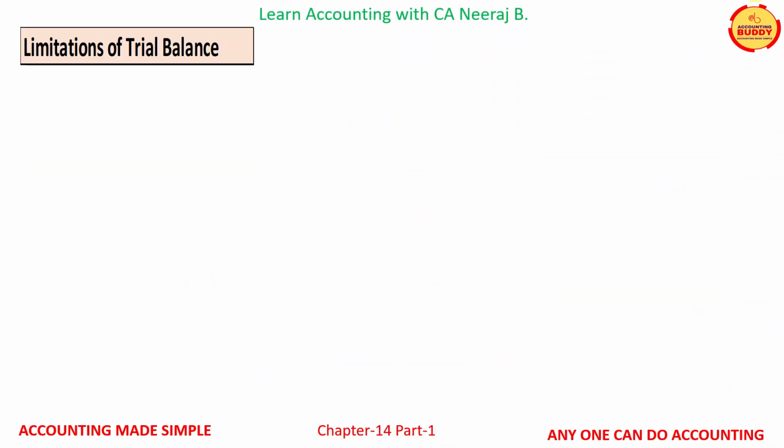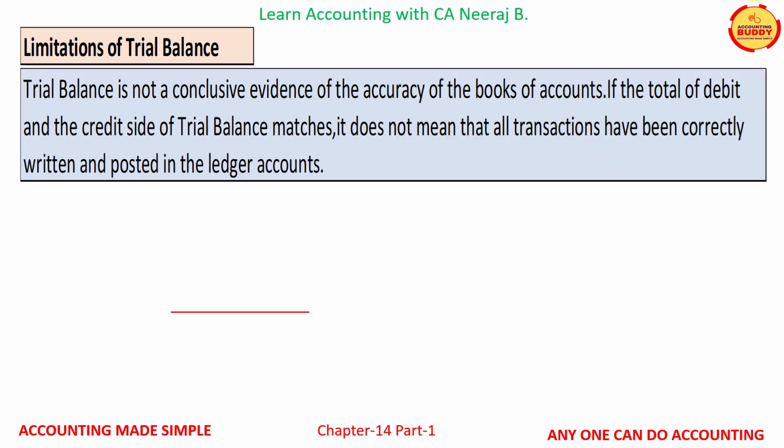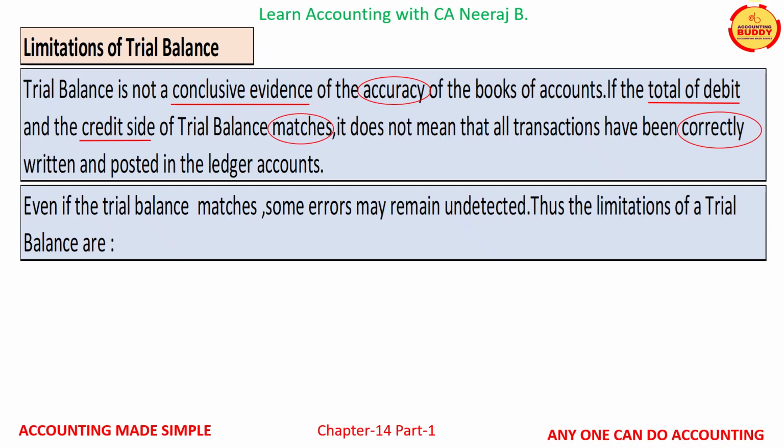In this slide, we will learn limitations of trial balance. Trial balance is not a conclusive evidence of the accuracy of the books of accounts. If the total of debit and the credit side of the trial balance matches, it does not mean that all the transactions have been correctly written and posted in the ledger accounts. Even if the trial balance matches, some errors may remain undetected.